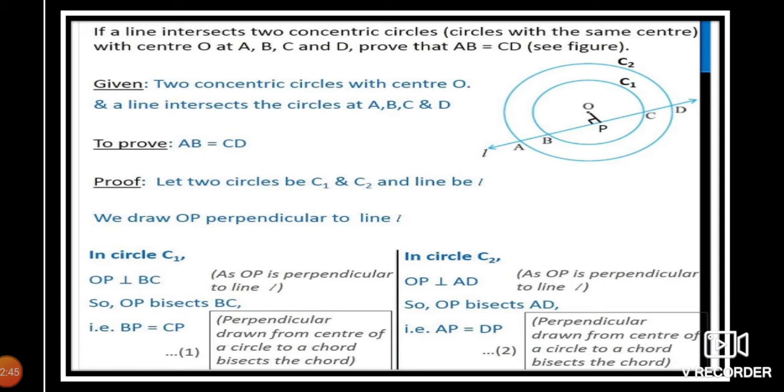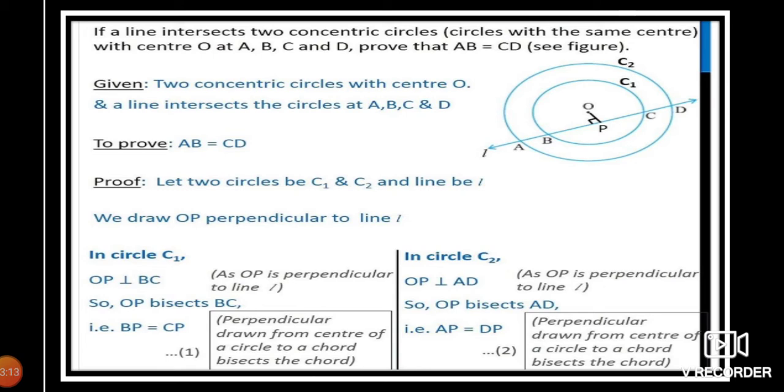So AD is the secant of the concentric circle 2. BC is the secant of the concentric circle 1. Now we will come to the given things. Two concentric circles with center O and a line intersects the circles at A, B, C, D. Next, we want to prove AB equals CD.